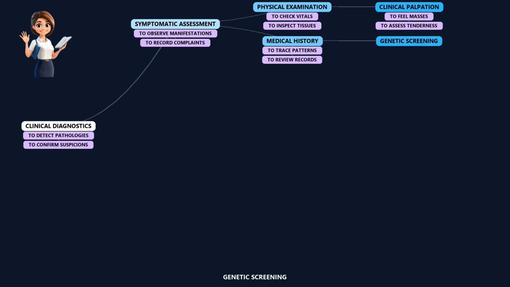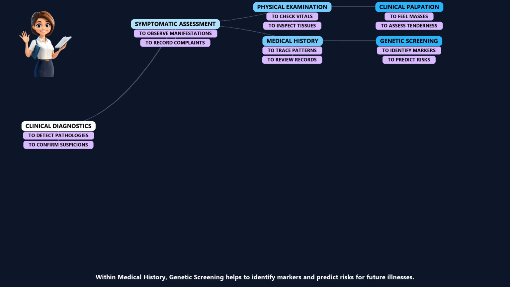Genetic screening. Within medical history, genetic screening helps to identify markers and predict risks for future illnesses. In other words, scientists look at your DNA to see if you might get a specific disease later in life.